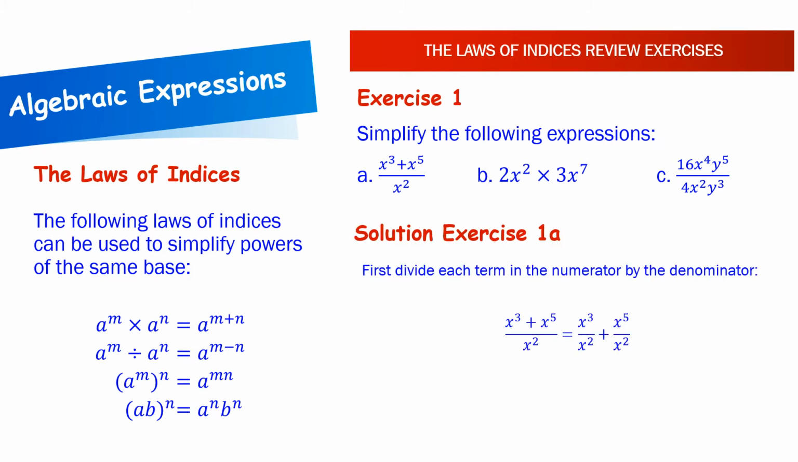We will proceed to solve exercise 1a. We are required to divide each term in the numerator by the denominator, as shown, and then apply the law of indices highlighted. So we subtract the indices in both places, and then tidy up.